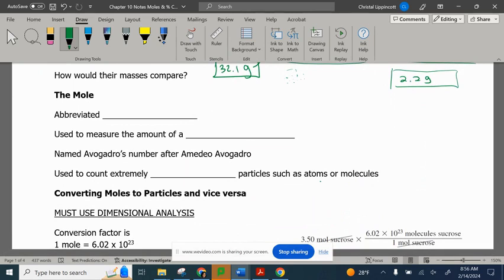So we abbreviate the mole as mol. I know it saves us a lot of time, right? Just dropping that E off of there.